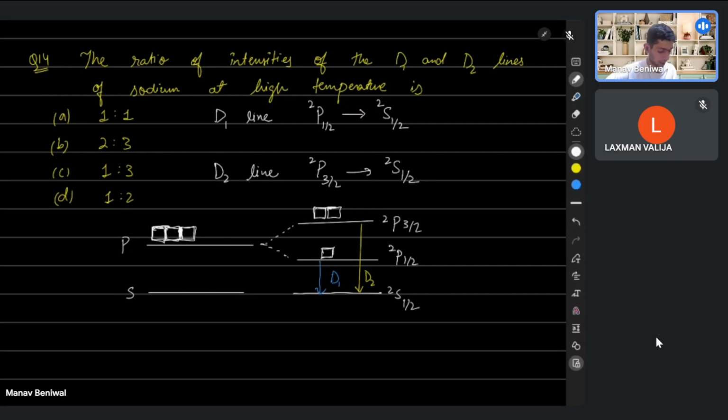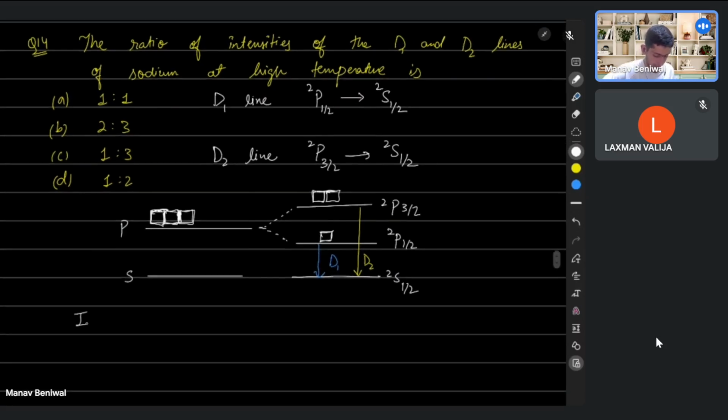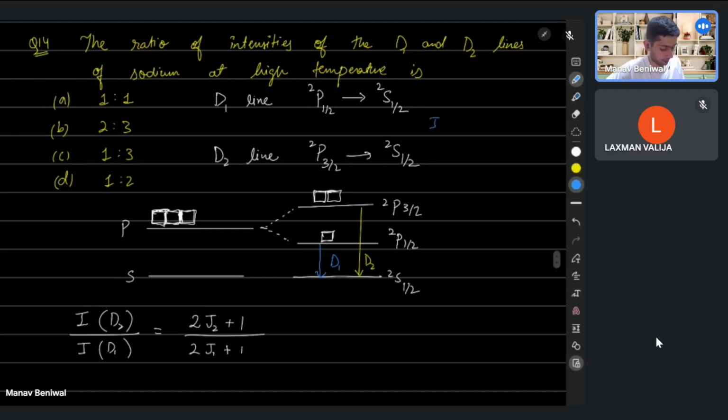Mathematically speaking, one can write the intensity of D2 over the intensity of D1 equals 2 times j2 plus 1 over 2 times j1 plus 1. So if you know j, the intensity I is proportional to 2j plus 1, because this is how many electrons can be occupied in that particular energy level.